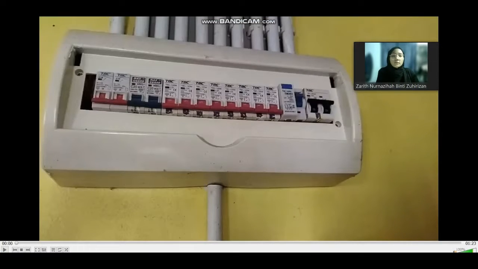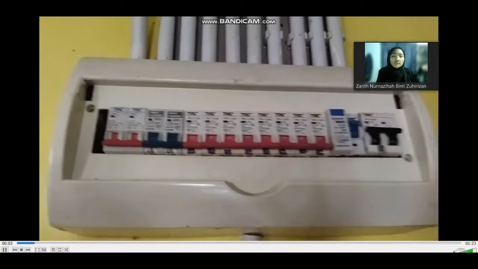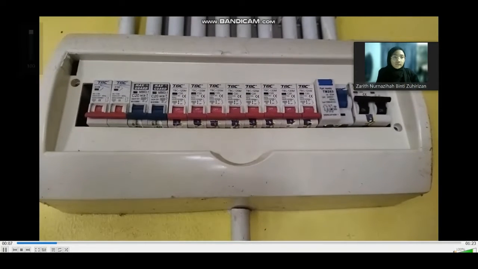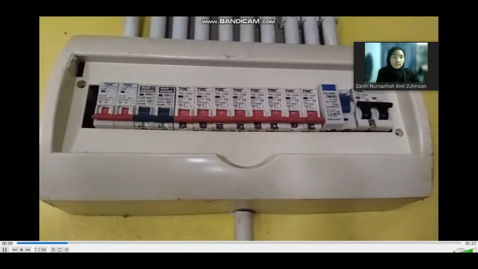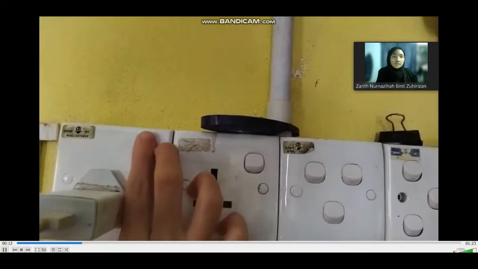For testing the power circuit, I will show again the video that I recorded before in experiment 3. This is the board. This is the distribution board at my house in my living room. Okay, I want to check socket outlet number 1 and socket outlet number 2.